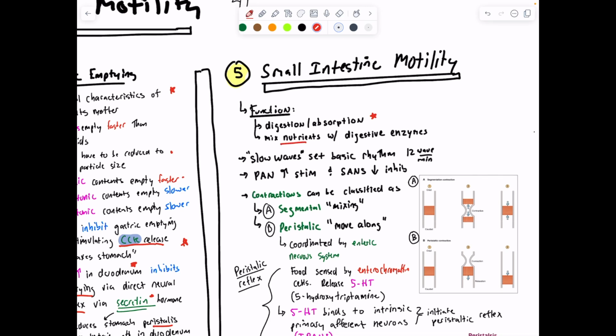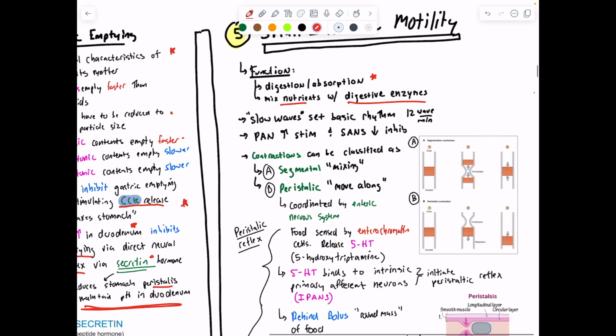We're going to have the mixing of nutrients with more digestive enzymes. We started this in the stomach. Again, we're back to our enteric nervous system doing our slow waves that are going to set our basic rhythm. It's faster than in the stomach at 12 waves per minute. The parasympathetic nervous system will stimulate, get us closer to this 12 waves per minute, and then our sympathetic nervous system will inhibit this overall, right? Rest and digest, fight or flight.